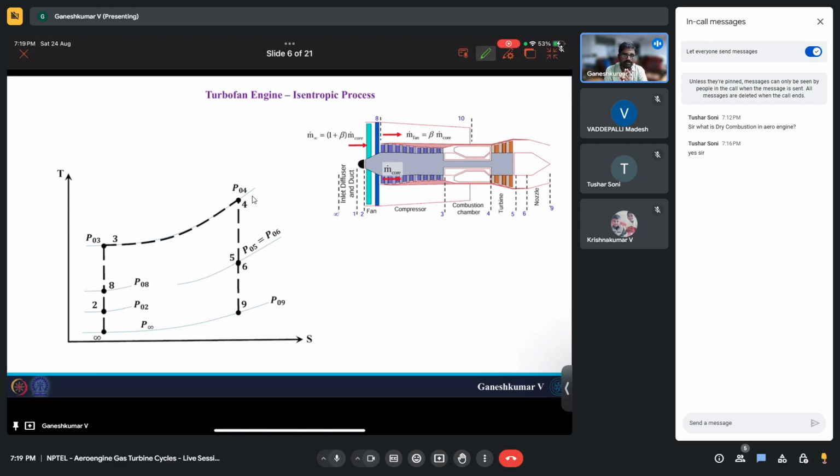A turbofan engine, if it's an isentropic process, will be a straight line going up, then isentropic constant pressure heat addition, and then isentropic expansion in the turbine and nozzle. Okay. Now the question is: is this for ground condition, or is this for flight condition? Whatever we discuss, can you guess whether this is for ground condition or flight condition?